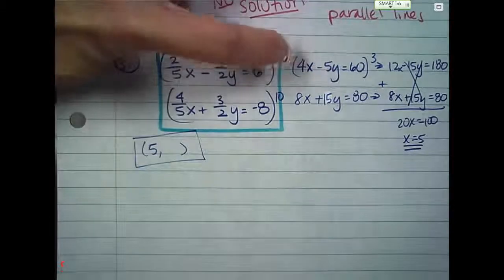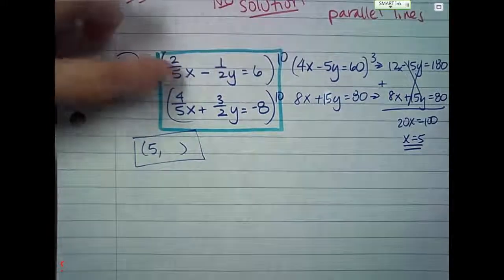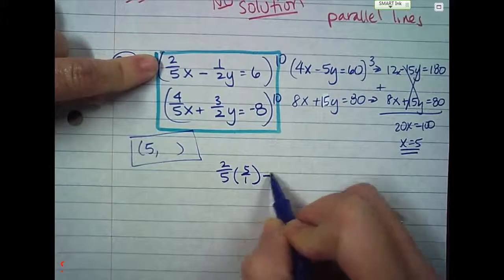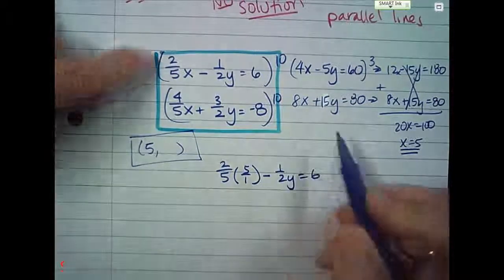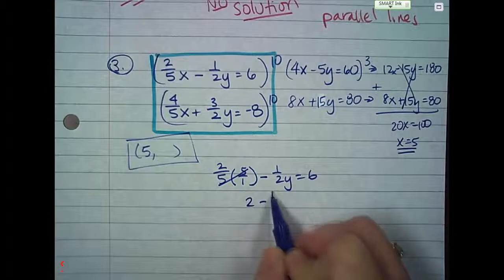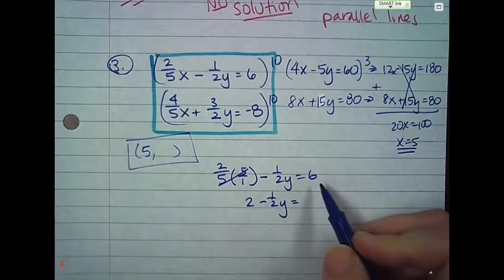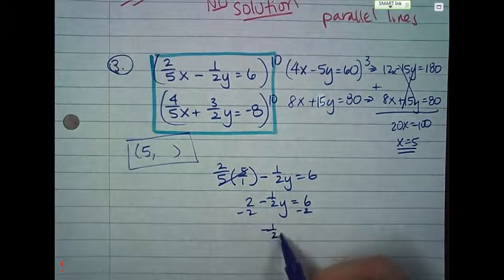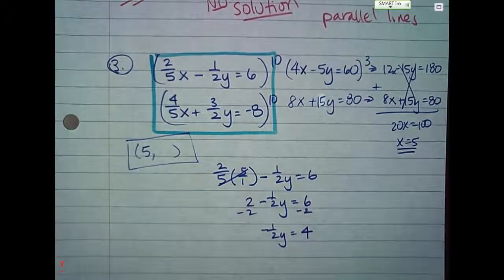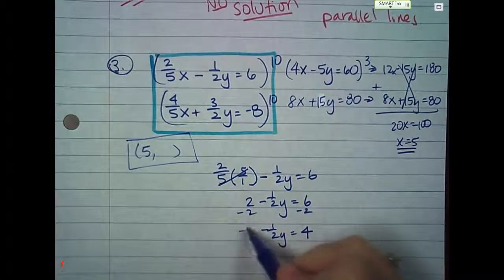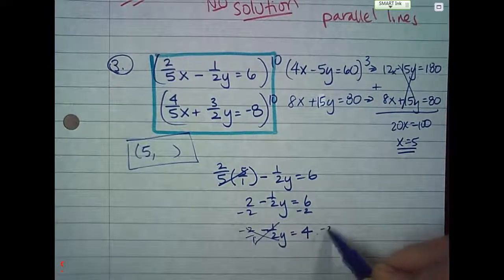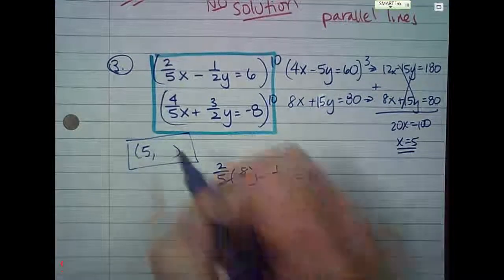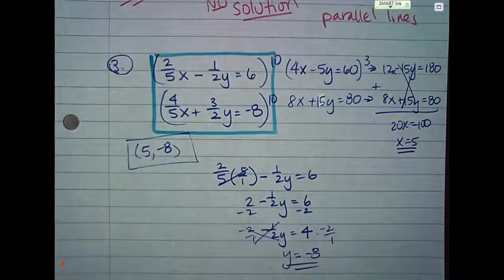Why don't we use, it doesn't matter. You can use this one. 2/5 times 5/1 minus 1/2 y equals 6. This value is just 2. You subtract your 2, you get negative 1/2 y equals 4. So multiply by negative 2/1. So y is negative 8. You may do it a different way and still get the same answer? Yeah, it should be the same.